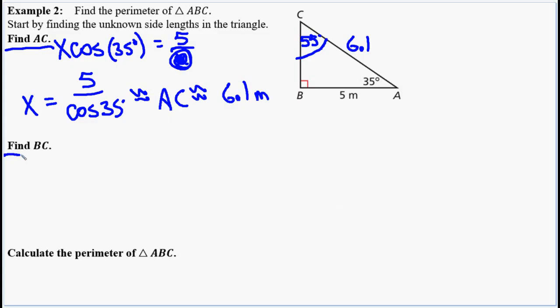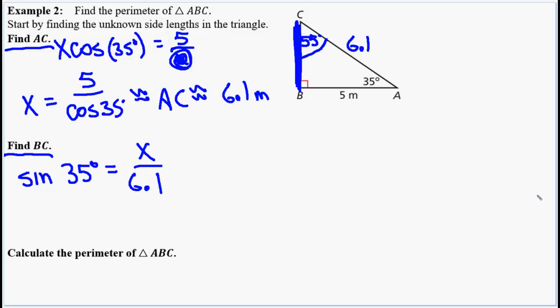Okay, next, find side BC. Well, here is BC. We have the adjacent, we have the hypotenuse, so we have a few options. Again, from this 35-degree angle, BC is opposite. We have the hypotenuse. The trig function with opposite and hypotenuse is sine. We could do the sine of 35 is equal to opposite side unknown x over hypotenuse 6.1.